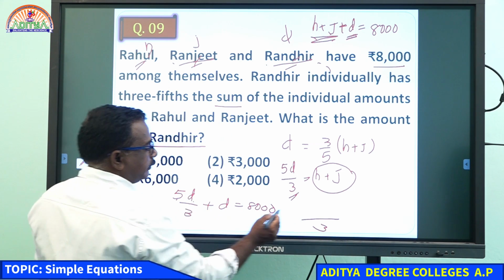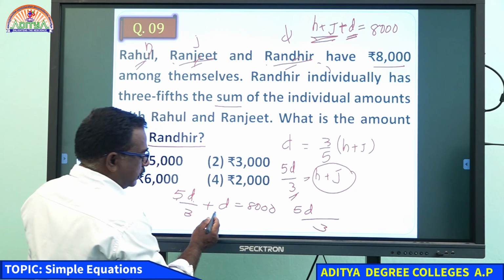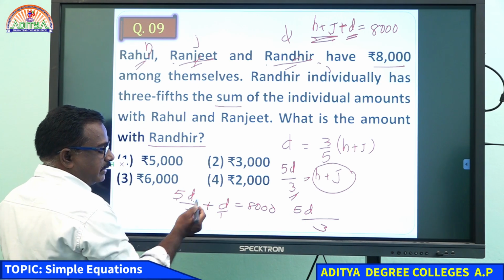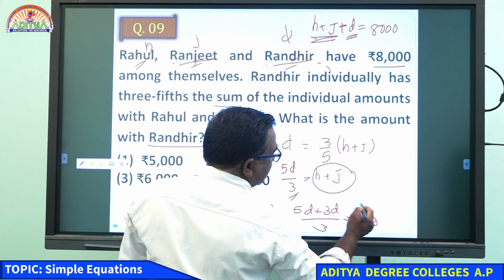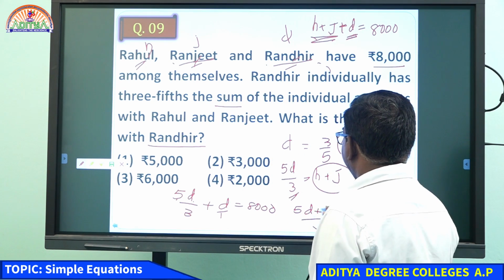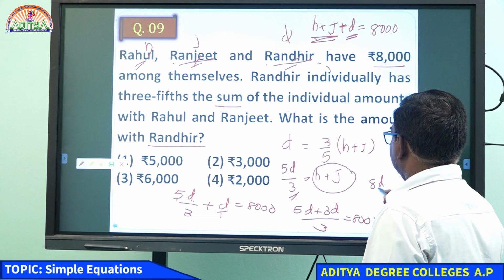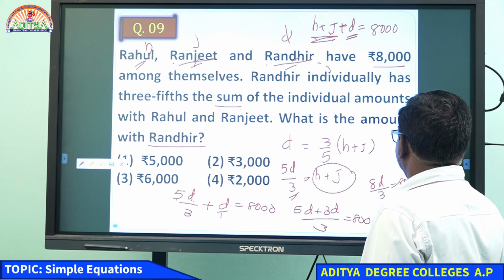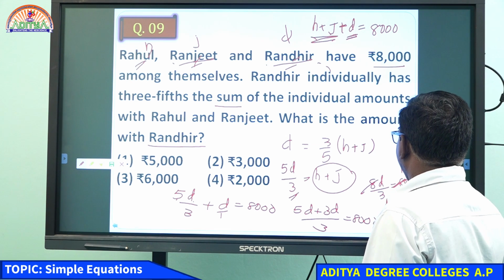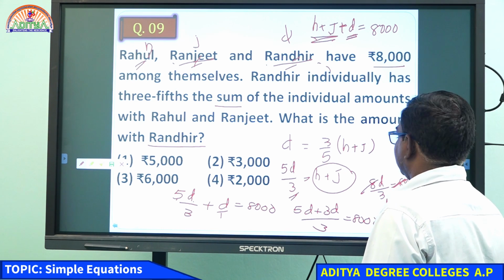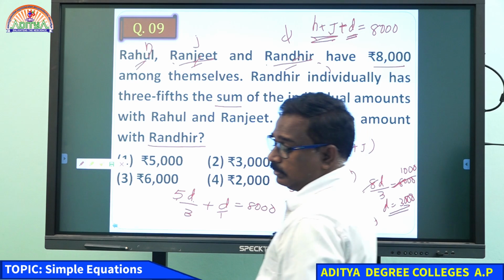So 5D, and D by 1 is there, so this goes 3 times: plus 3D equal to 8,000. Just by solving it, 8D will come, 8D equal to 8,000. So D will go 1,000 times. So D equal to 3,000 rupees. Is it clear for everyone?